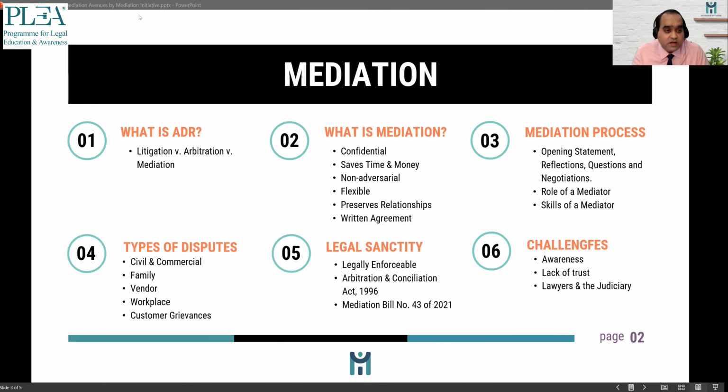Third point, which I have written here, is lawyers and the judiciary. Many lawyers feel that if they promote mediation or if they go into mediation, they will lose a lot of revenue. But that's not really true, and that has not been the experience anywhere in the world. What will happen is probably you will have to change your practice from being a litigation lawyer to a mediation lawyer, and that's completely fine. You will just build a practice in mediation and you will earn from there.